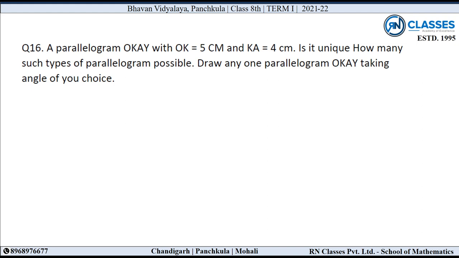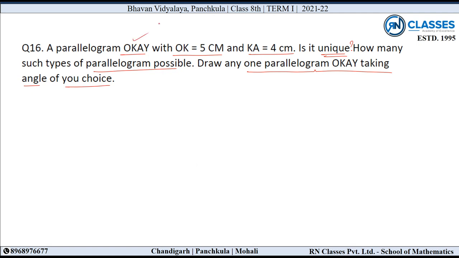Let's move to question 16. A parallelogram OKAY. OK is 5 centimeters and KA is 4 centimeters. Is it unique? Full stop. Question mark will come here. Is it unique? How many such types of parallelograms are possible? Draw any one parallelogram OKAY, taking angle of your choice. This is what I have to do.